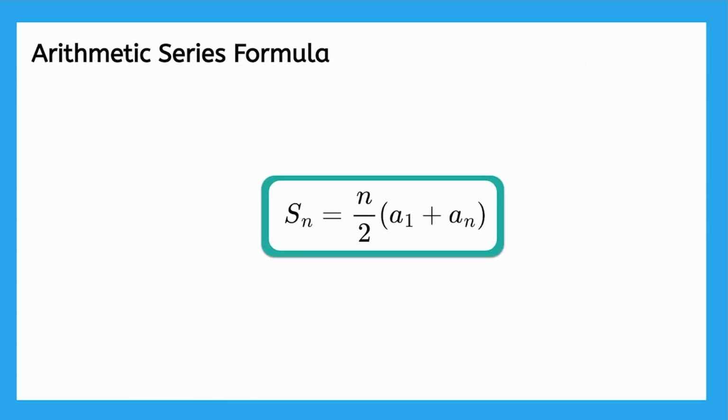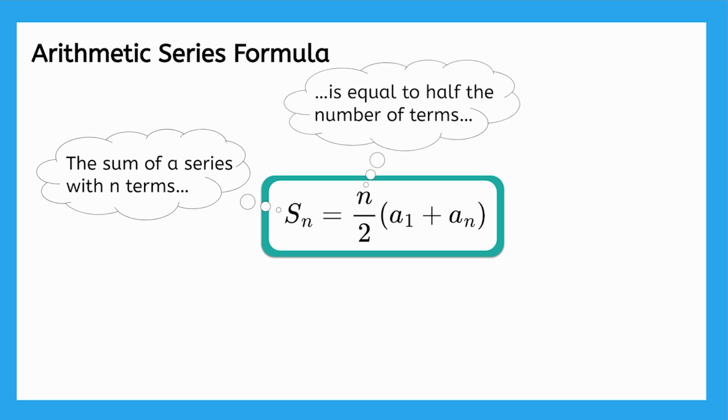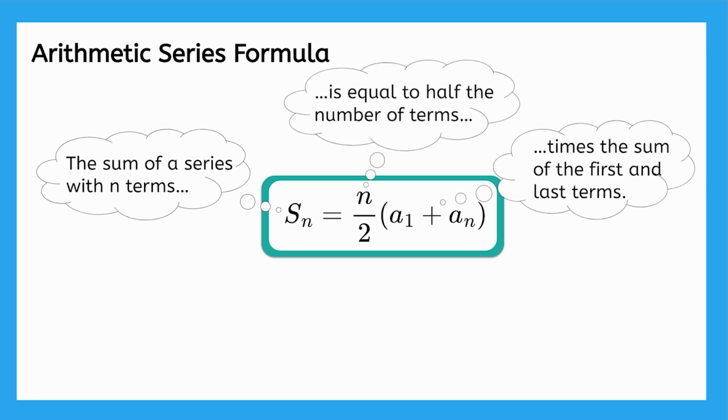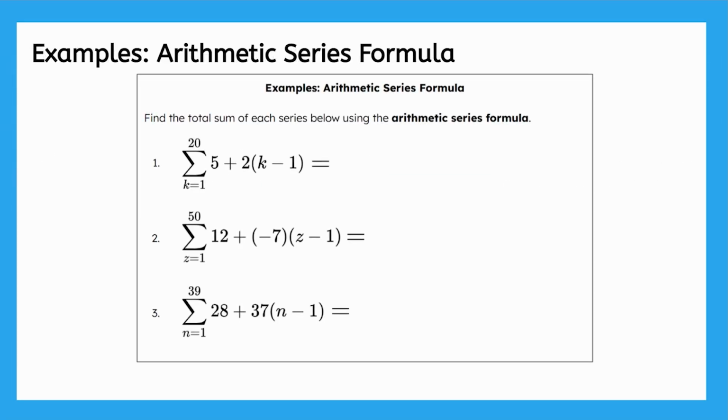We call this pairing strategy the arithmetic series formula. The final sum of a series with n terms is equal to half the number of terms times the sum of the first and last terms in the series. Here, I'll give you some new series to practice on. Pause the video now and try finding the final sum of these series using the arithmetic series formula. Then come back to check your answers.